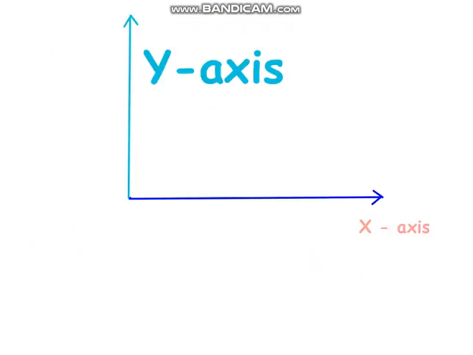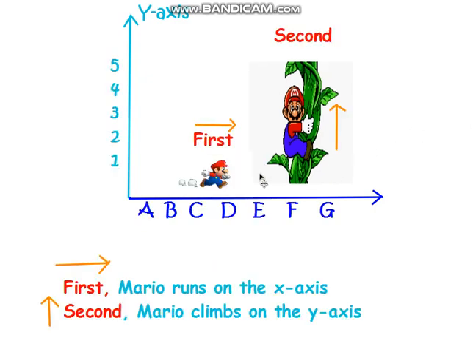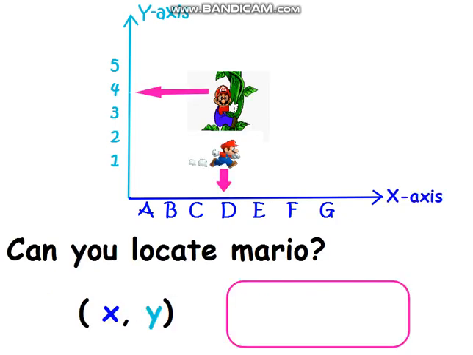Let's check the other line. As there is an x-axis going to the right, the other axis is called the y-axis. Can Mario run on the y-axis? No, of course not. Mario is going to climb the y-axis. So will Mario run first or climb first? Mario will always run on the x-axis, then climb the y-axis. So always start with the x-axis, as I told you before, and then climb the y-axis.